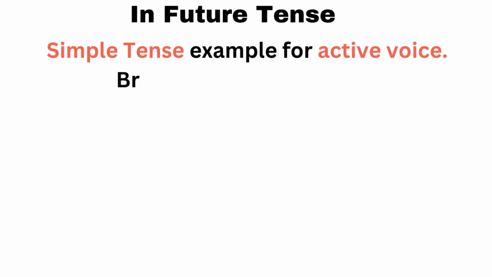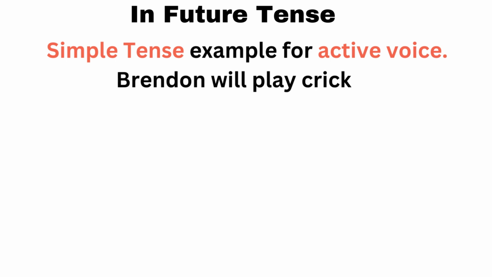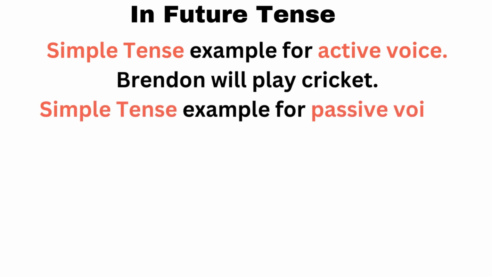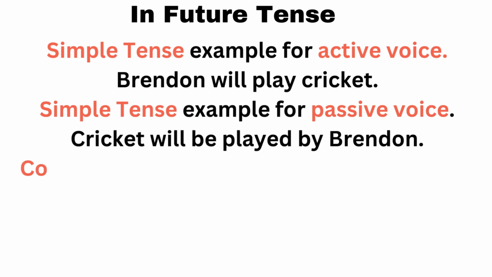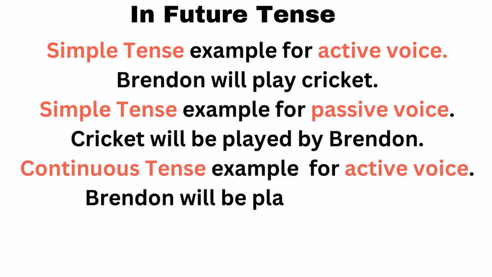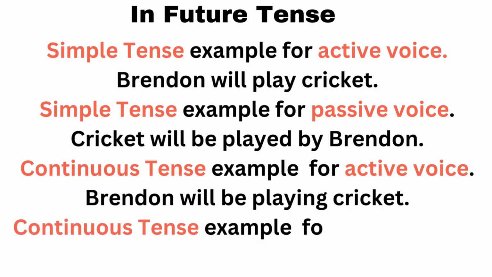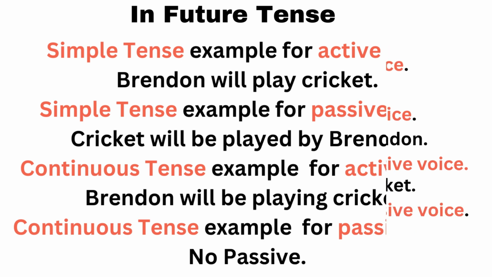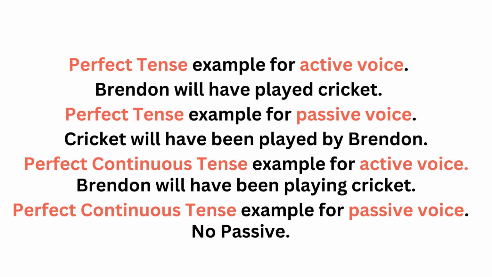In future tense. Simple tense example for active voice: Brendan will play cricket. Simple tense example for passive voice: Cricket will be played by Brendan. Continuous tense example for active voice: Brendan will be playing cricket. Continuous tense example for passive voice: No passive.